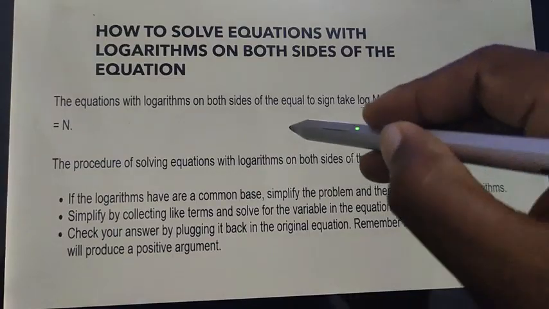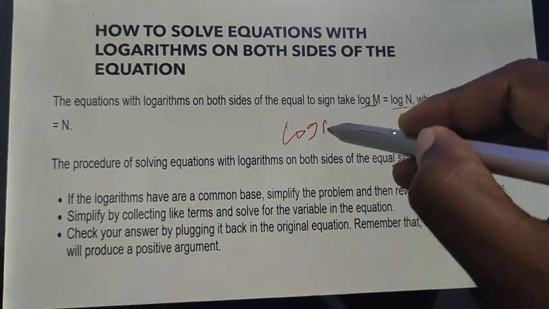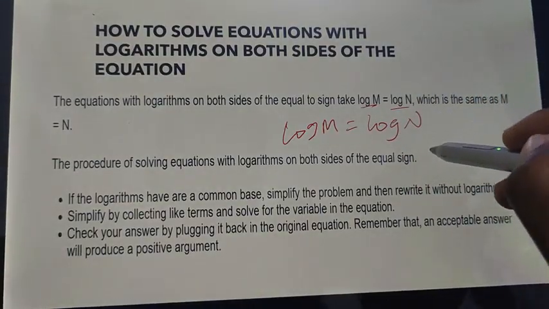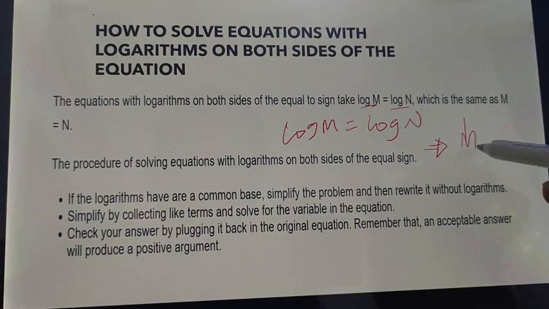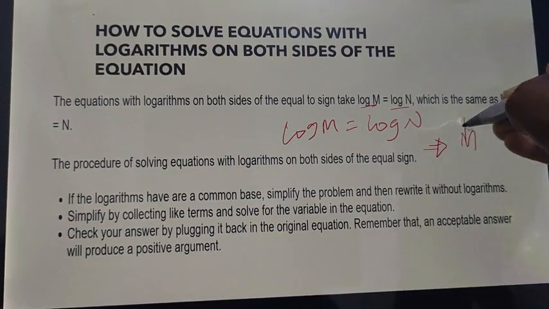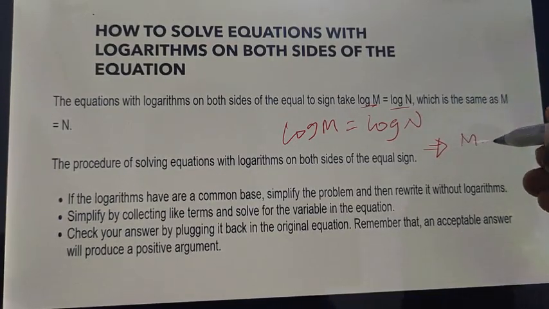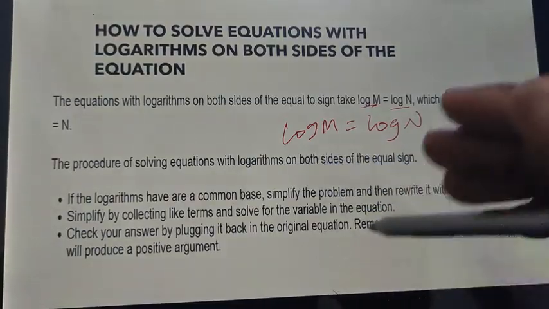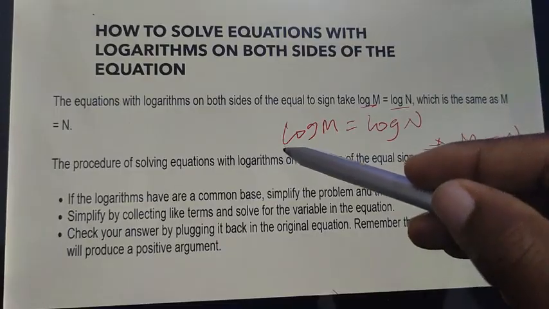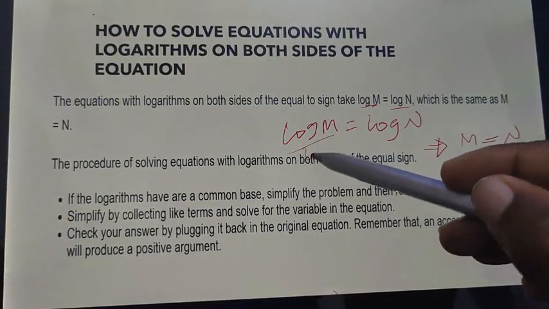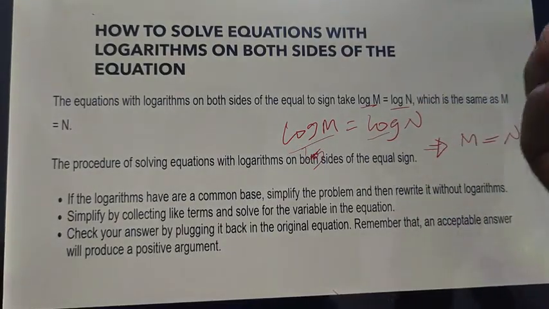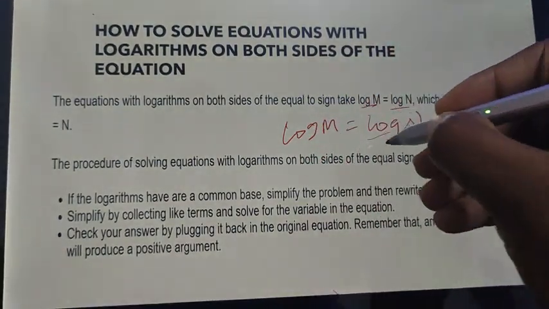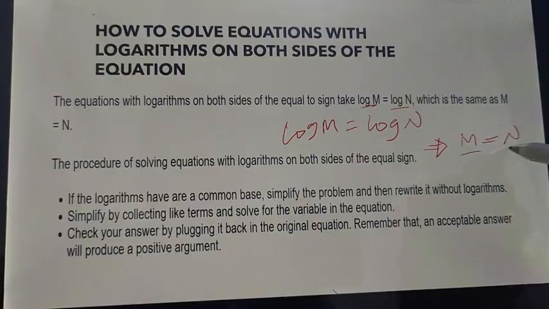Let me explain that. I am saying log m is equal to log n is the same as to say m is equal to n. In other words, adding an antilog on both sides. Taking an antilog is the same as removing the log, you take an antilog on both sides, so you remain with m equal to n. So it's just that.